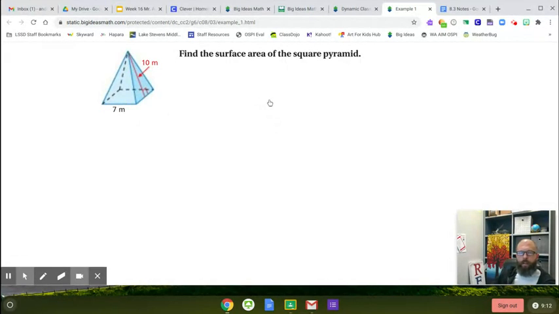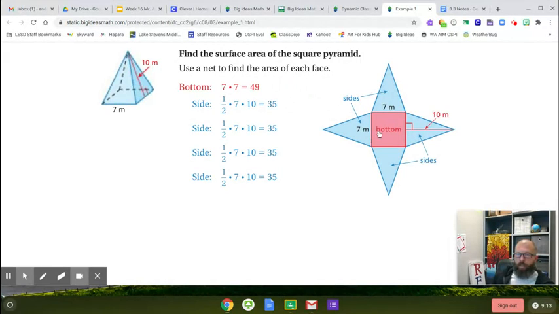So how do we find the surface area of this whole pyramid? Let's take a look. We're going to use a net, which basically means you unfold it, and each side is 7 meters because we know it's a square. It tells us that it's a square pyramid. So we can find the bottom by multiplying 7 times 7, I get 49. Each side is the same. So we know that the base of the triangle is 7 and the height is 10.